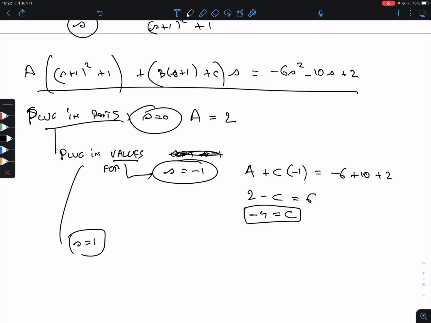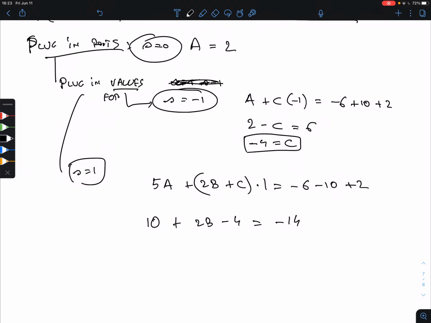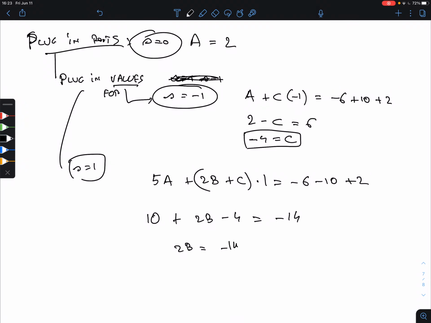If I plug in 1, then we get 2 squared plus 1, that is 5a, plus 2b plus c times 1 equals minus 6 minus 10 plus 2. Okay, that is the result of plugging in 1 in here. Now we know a lot of these: A is 2, so that is 10, plus 2b, and c was negative 4, minus 4, and that is equal to minus 16, minus 14. So this means, if I bring everything to the other side, 2b is equal to minus 14 minus 10 plus 4, that is minus 20, so b is equal to negative 10.